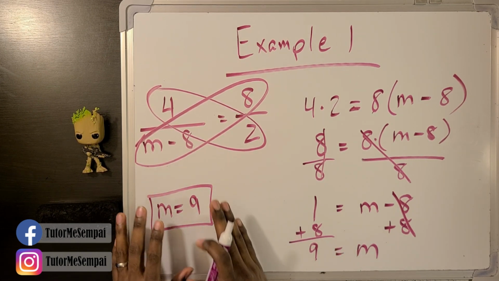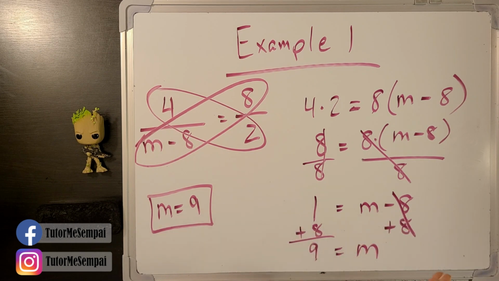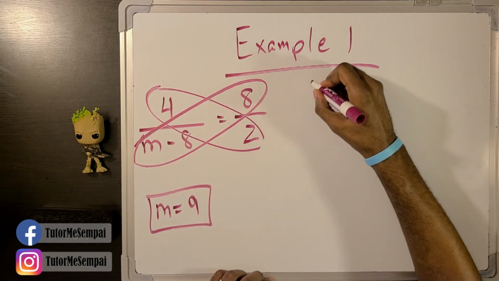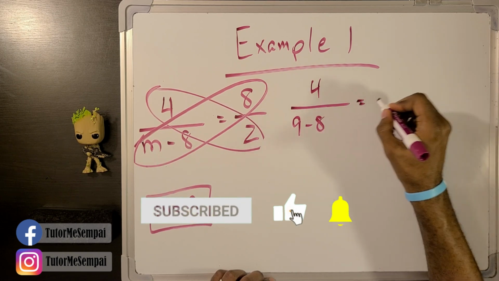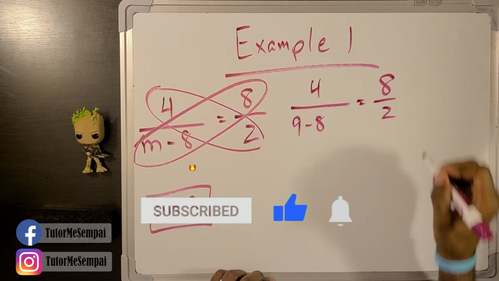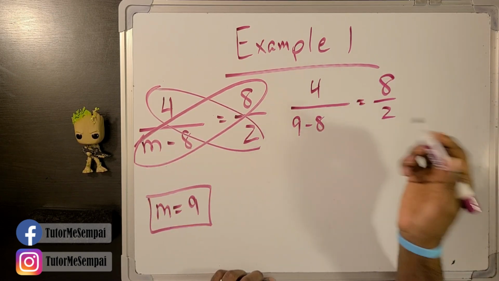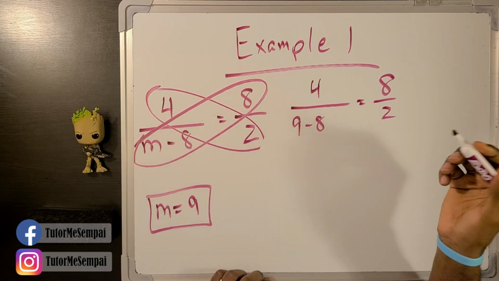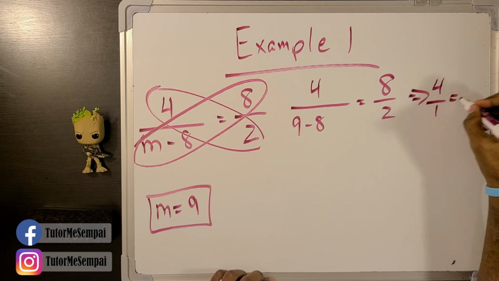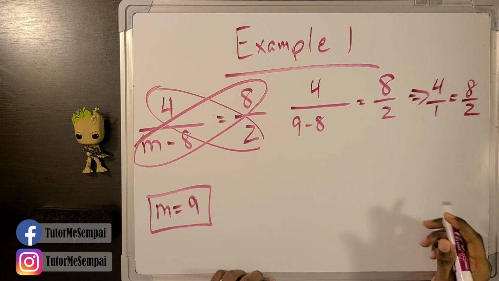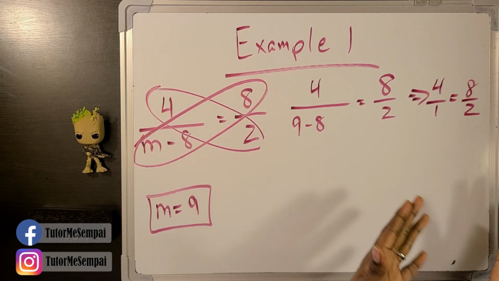So let's plug this in to make sure that this is truly our answer for this example. So we have 4 over 9 minus 8 equals 8 over 2. Now, 9 minus 8 gives us a 1. So this actually is going to be 4 over 1 equals 8 over 2. Now you can see that this is the same.